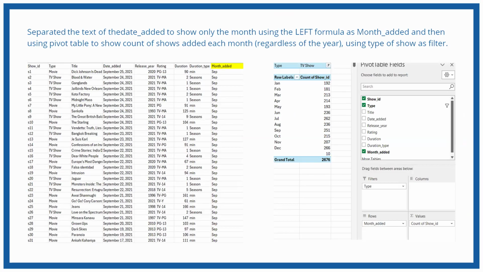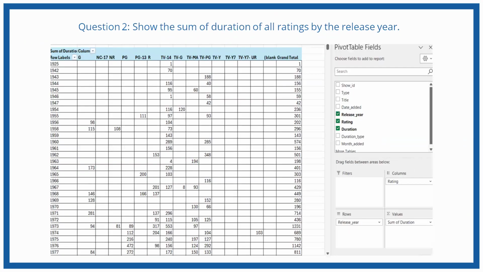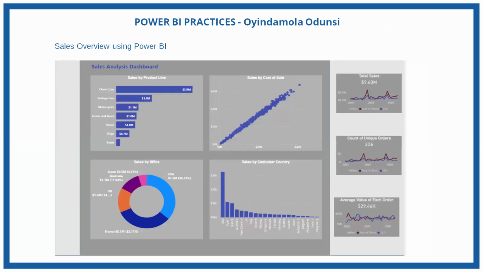This is the work done using VLOOKUP. Using the LEFT formula to generate the months added and using a pivot table to show counts of shows added each month. Next slide, please. Question number 2 shows the sum of duration of all ratings by the release year. Next slide, please.